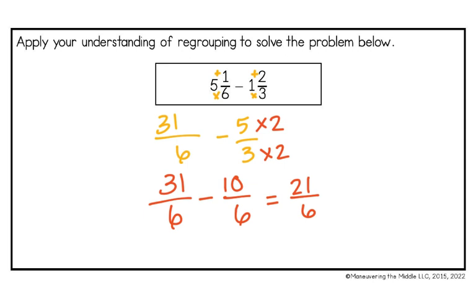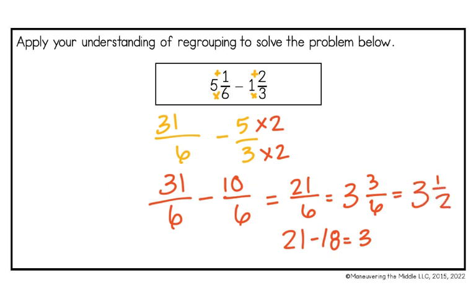So now I need to change our improper fraction into a mixed number. So I need to think, how many times can 6 go into 21? I know 6 times 4 is 24, so that means it has to be 3, which is 18. So I'm going to do 21 minus 18, which is equal to 3. So I have 3/6. But I can simplify even further because I know that 3 is half of 6. So I can turn that into 3 1/2. Remember, we want to simplify when we can.